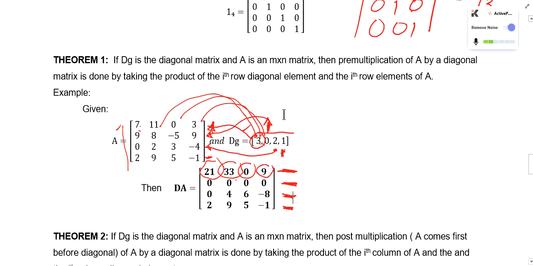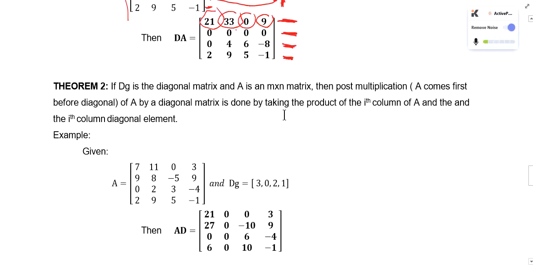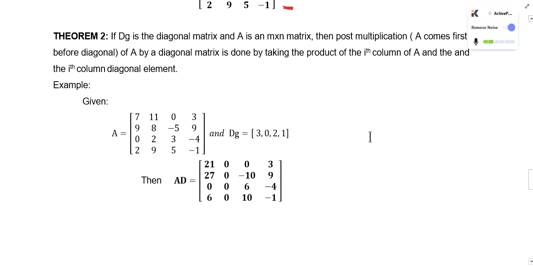So, ganyan yung theorem natin. We also have here Theorem 2: if D is a diagonal matrix and A is an n times n matrix, then post multiplication, yung A comes first before the diagonal. The post multiplication of A by a diagonal matrix is done by taking the product of the ith column of A and the ith column diagonal element. So, ito, post multiplication, mauuna yung matrix times yung diagonal.